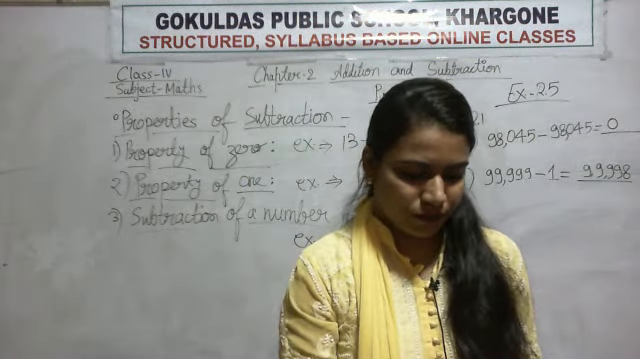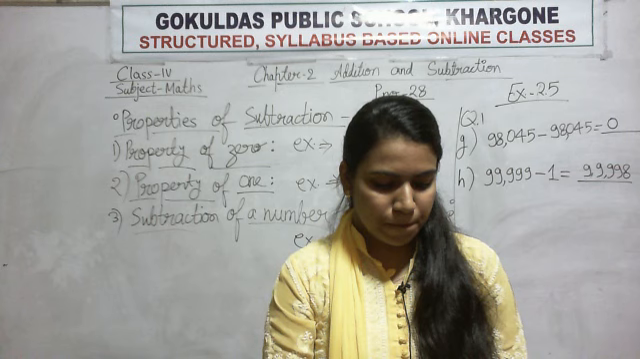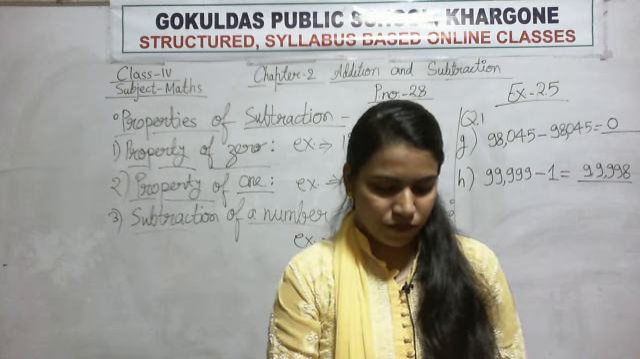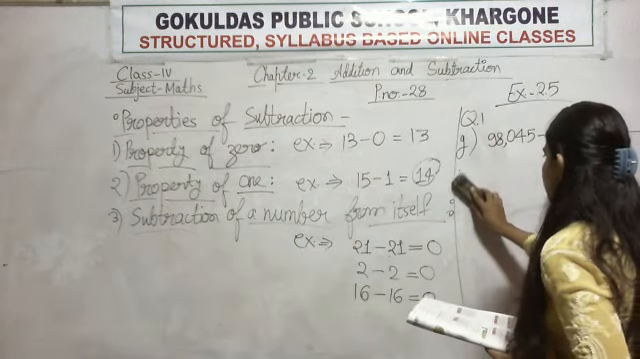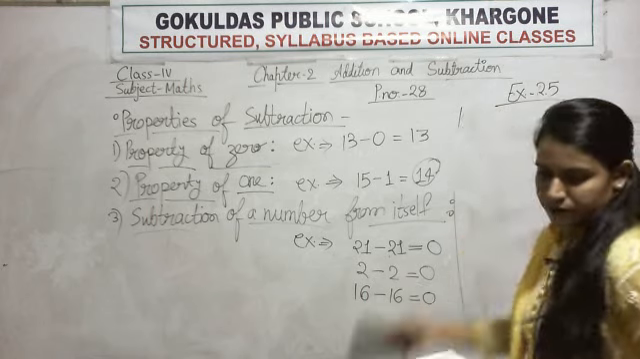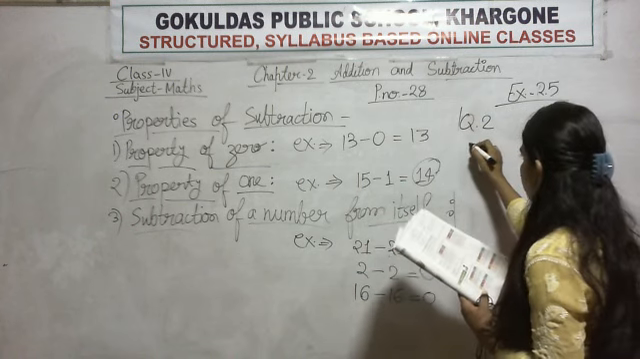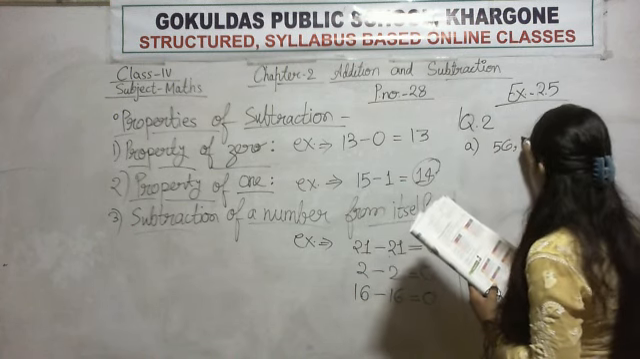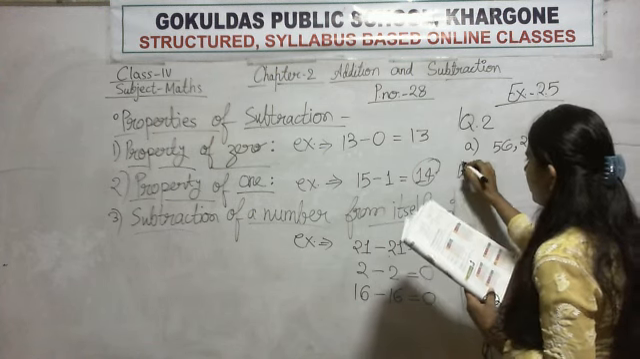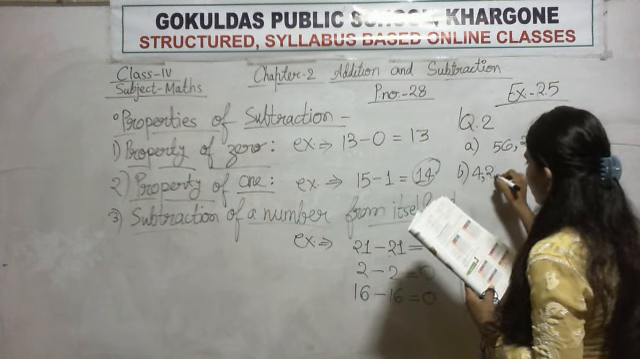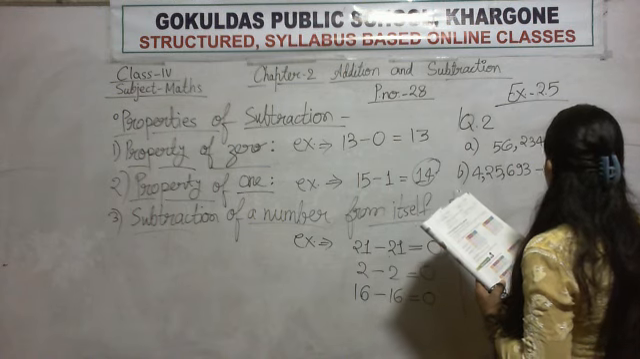Now open question 2. Be ready with the pencil. I think you can do it. You have to use the properties here only. Question 2, part A, 56,234 minus 0 equals? Part B, 4,25,693 minus 4,25,693.